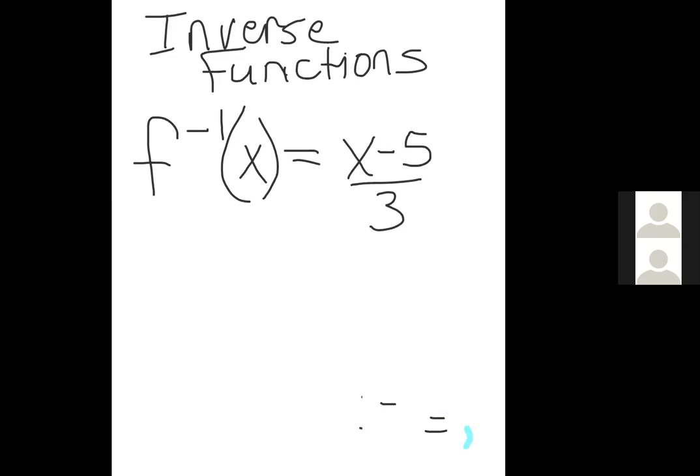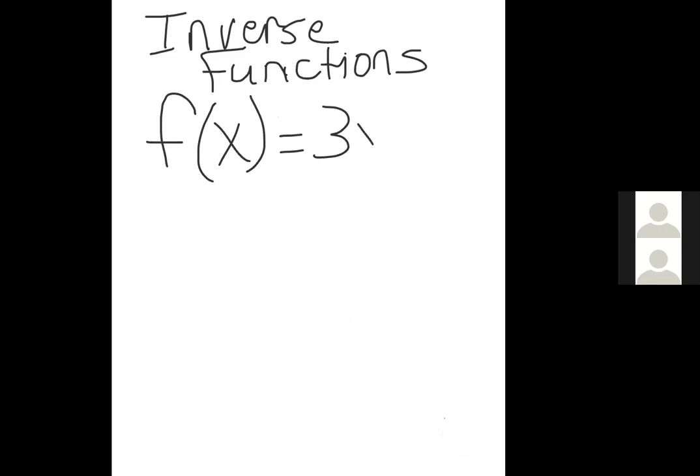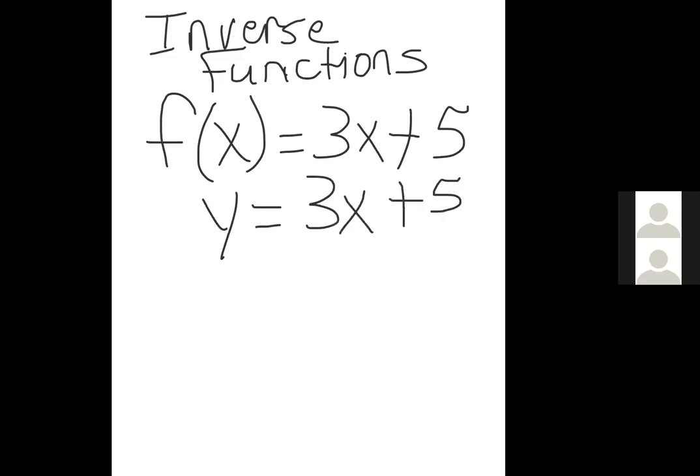The only other thing I want to show you right now, if the original equation that you start with is written as f of x equals 3x plus 5, we know that f of x is y, so you're going to have y equals 3x plus 5, and from there you go on with the other steps, which is to change your x and y values and then solve for y.